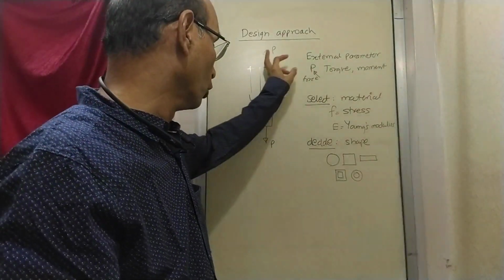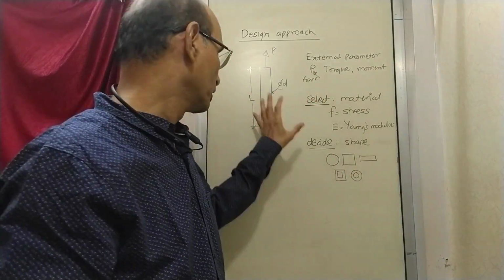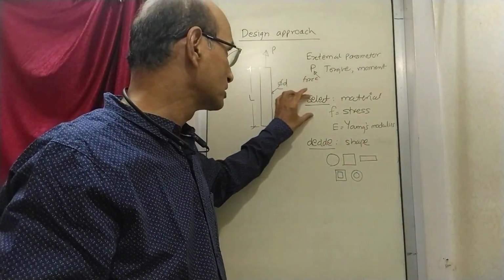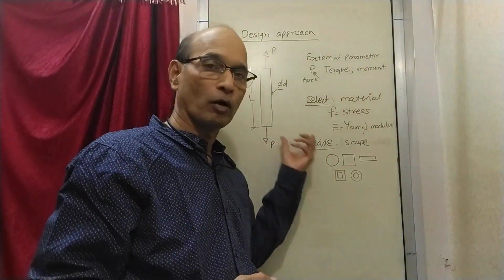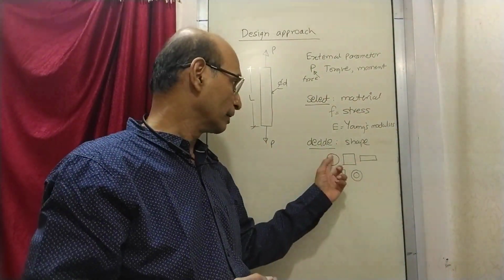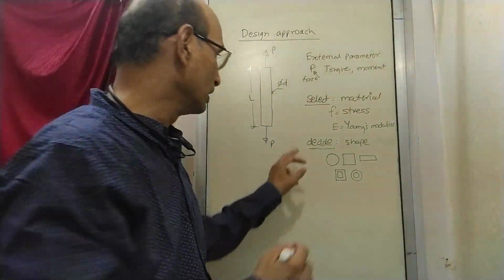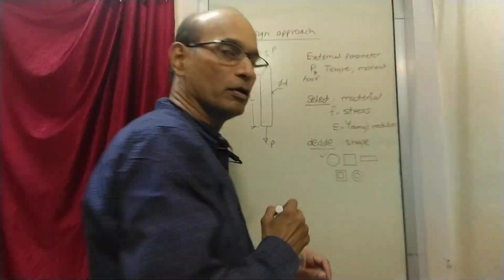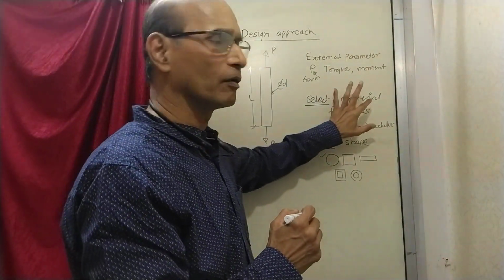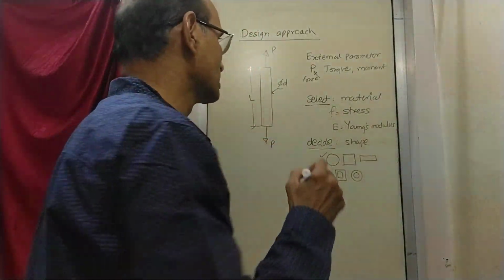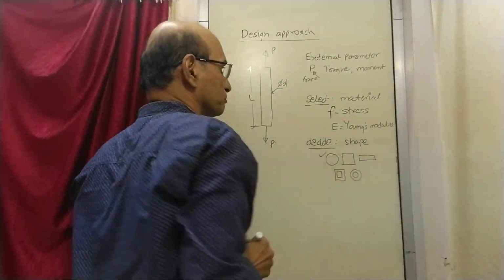So we started with load as an external parameter. To overcome that load, we wanted to design this part, for which the first thing is we selected a material. After selecting the material, we decided the shape, like this or like this or like this. So now we have come to the conclusion that let us go for a round rod. That means the cross section has diameter D, and the material will also have a certain specific stress, which is this stress F of this material.